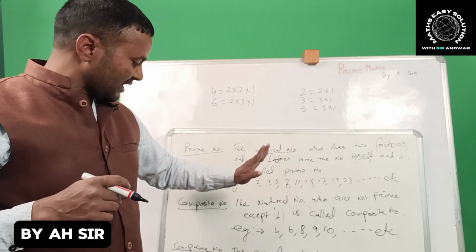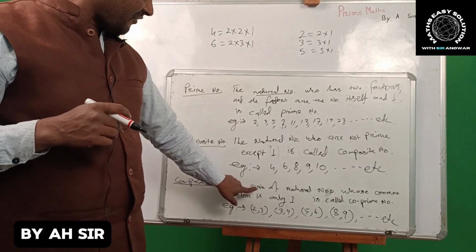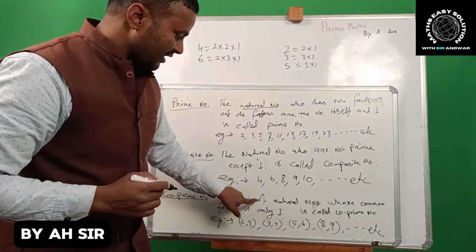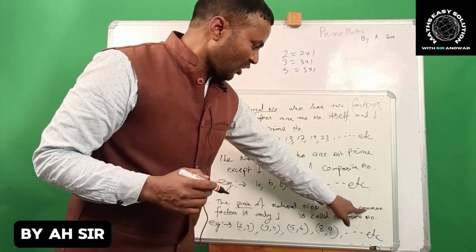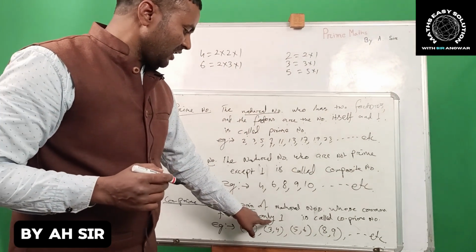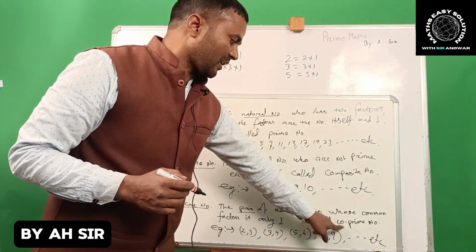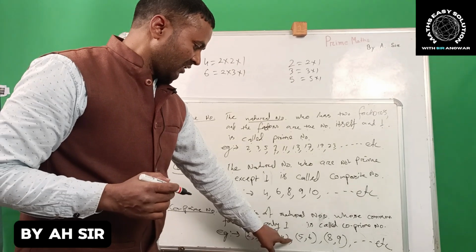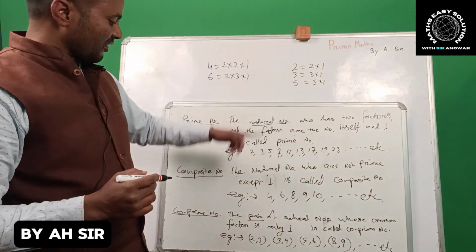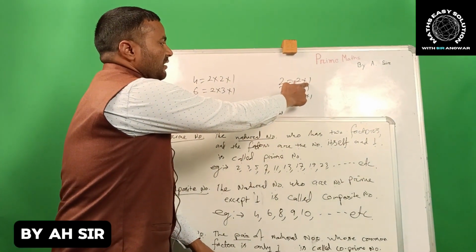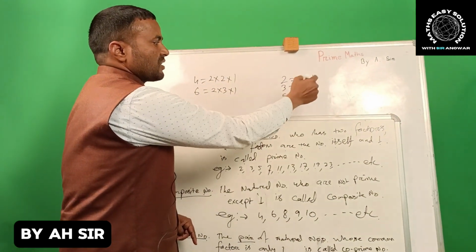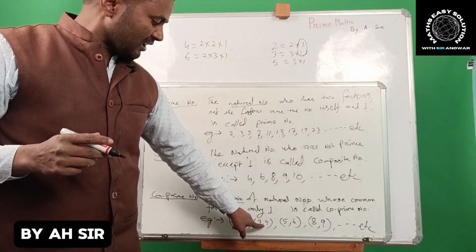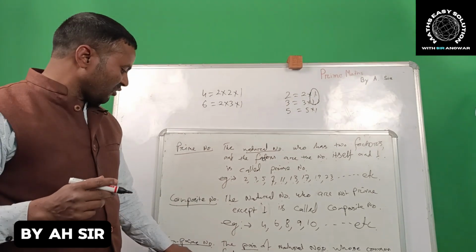After this composite number, look next, co-prime number. The pair of natural numbers. Pair means 2. A pair of natural numbers whose common factor is only 1 is called co-prime numbers. Example: 2, 3; 3, 4; 5, 6 like that. If we take this one, 2 equals 2 into 1, 3 equals 3 into 1. So here the common factor is 1. That's why between these two numbers, the common factor is only 1. So this is called co-prime numbers.